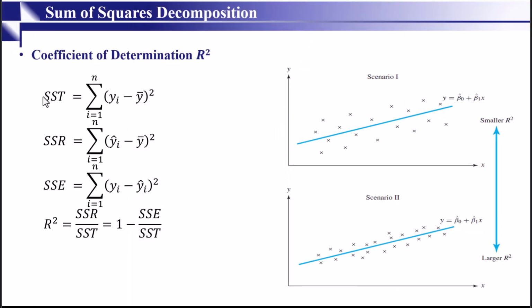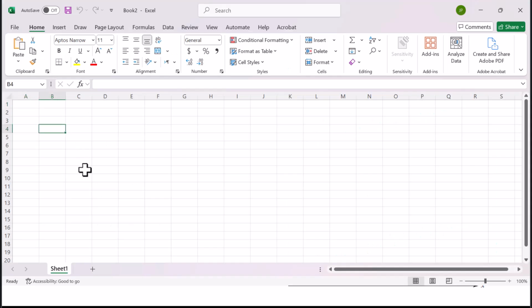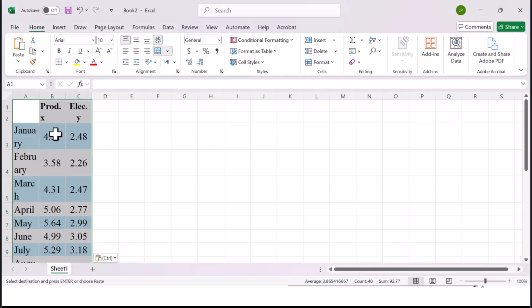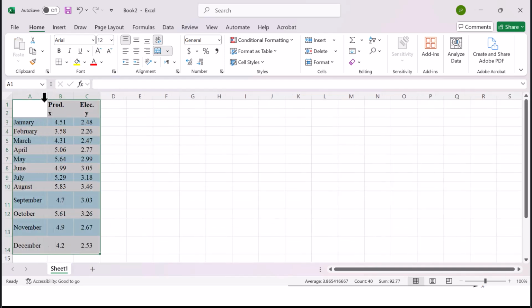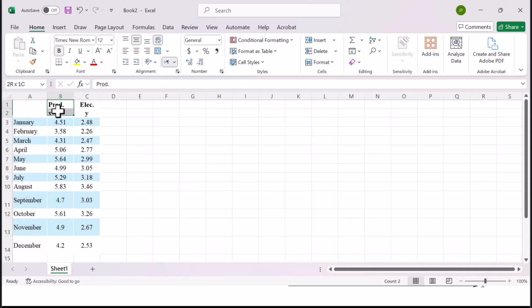Now we're going to find SST, SSR, SSE, and also R squared for our example. To do that, I'm going to do it in two ways, using an Excel file and also using Python. First, I'm going to try it using Excel. So we have some data, about production and electricity usage, X and Y. Let's resize this one to 12. This is for different months, and X is production, and Y is electricity usage.